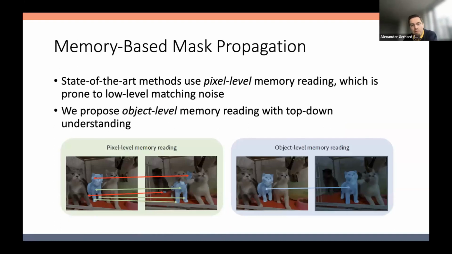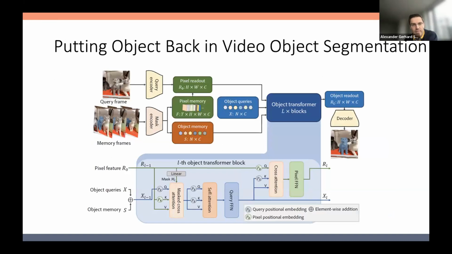State-of-the-art methods, including XMem that I just talked about, mostly use a pixel-level memory reading. And that's really prone to this low-level matching noise that you saw in the video before, and that I'm highlighting here at the bottom left of the slide. The cat gets confused with other cats, or the method just doesn't understand objects holistically. So moving forward, what we're trying to do is a more object-level oriented memory reading with a more top-down understanding. And here's a brief summary of what this looks like.